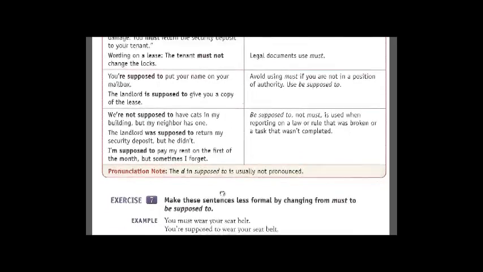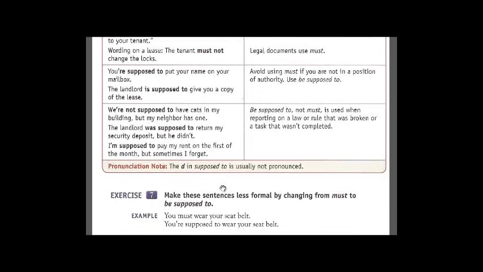Alright, next one. Exercise 7. Make this sentence less formal by changing from must to be supposed to. Okay. You must wear your seatbelt. You're supposed to wear your seatbelt.